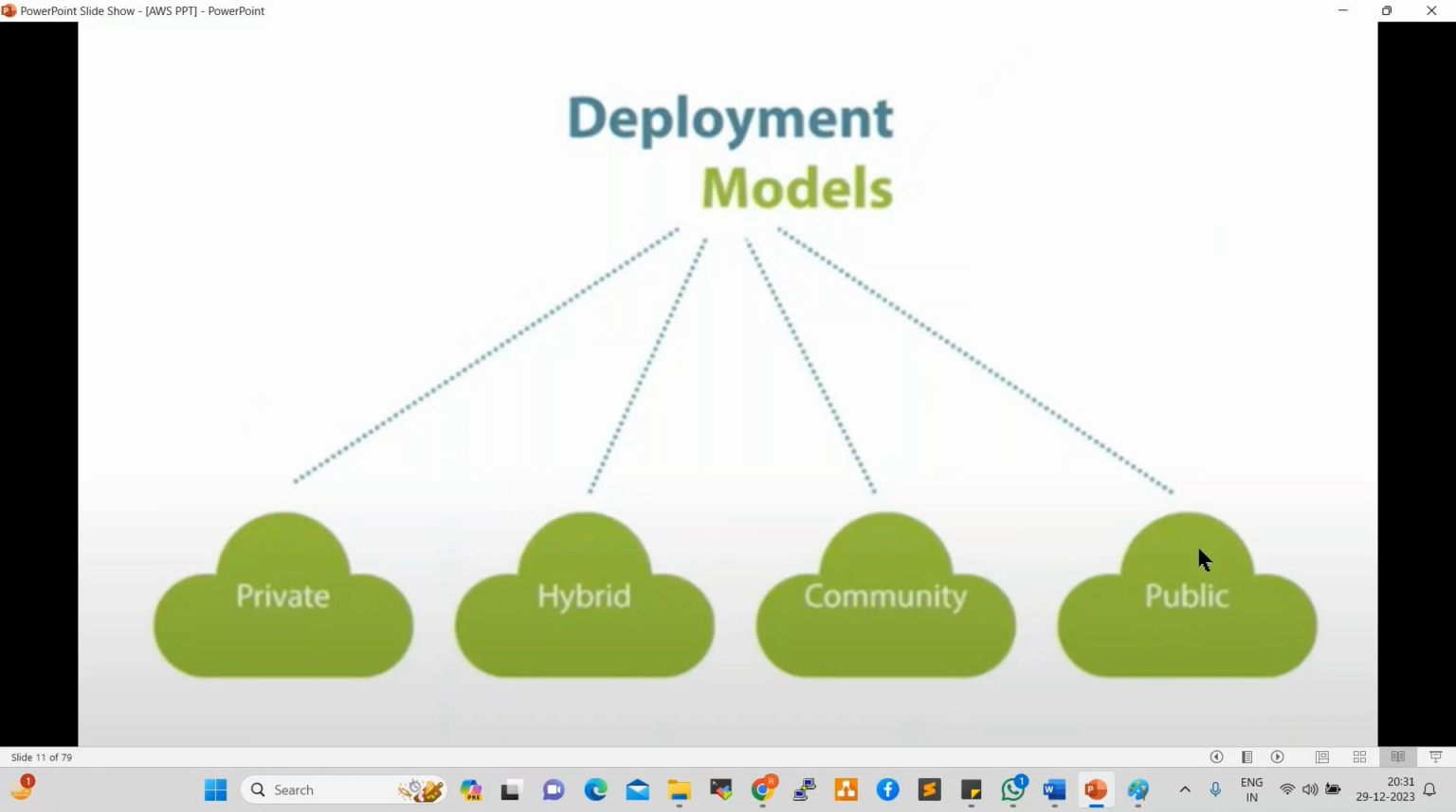Currently most organizations are using hybrid cloud because they want to host their database in their local cloud and host their websites in the public cloud, right? Next one is community cloud, which is government cloud, defense cloud, right? This is a very, very important one, government cloud. No one can enter into this. Fine.